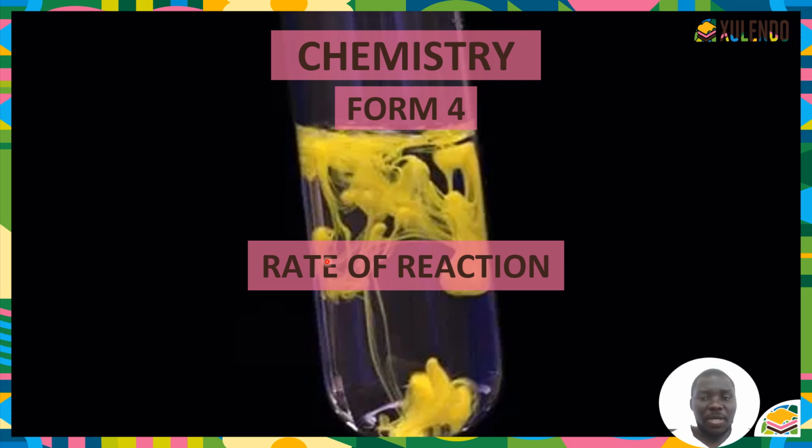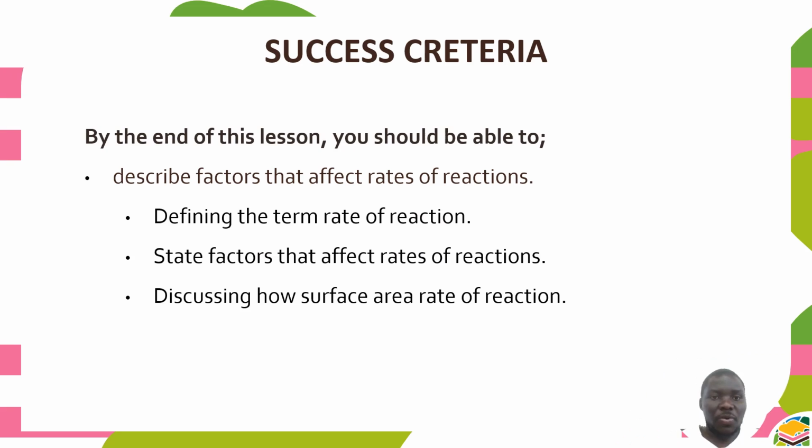So before we start looking in detail at what we're going to learn or what we're going to expect, first of all, let us look at the success criteria that we are supposed to achieve. By the end of this lesson, the following success criteria are supposed to be achieved. First of all, we're supposed to be able to describe factors that affect rate of chemical reaction. So this is the main objective that we are supposed to cover for a short period of time.